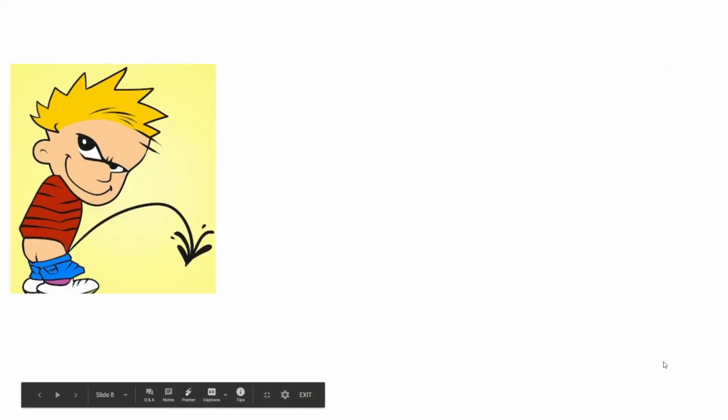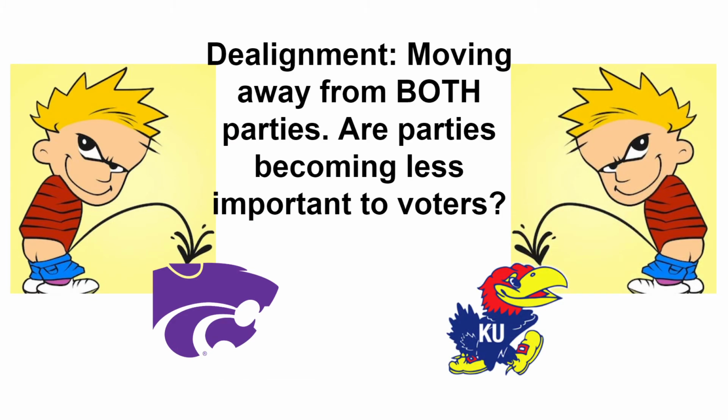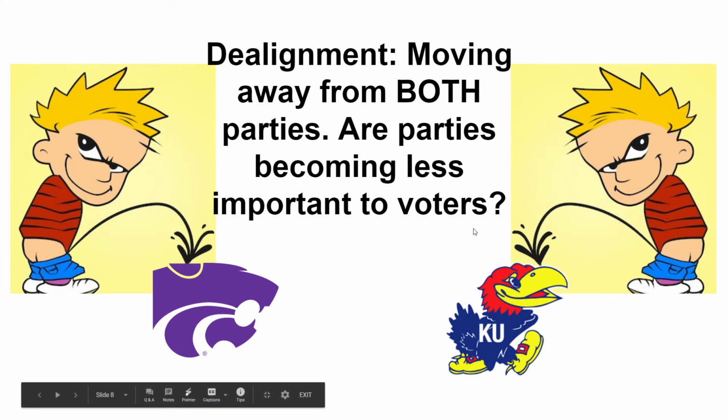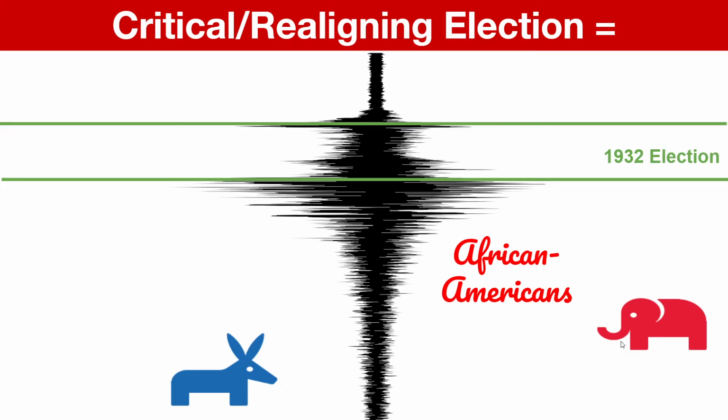All right, there's also de-alignment, as in, well, neither party's doing it for me, so I'm getting away from both. And there is a trend here that you could argue where parties are getting less important to voters in general because, as we will see, independent is actually the number one party affiliation right now. People are joining Democrats, Republicans less and less and saying, I kind of want to be independent.